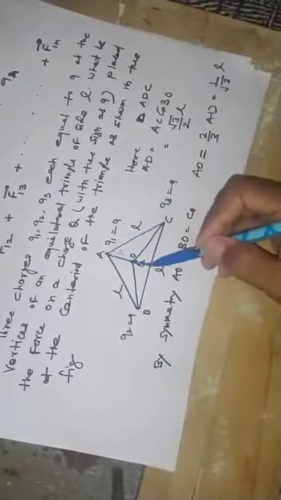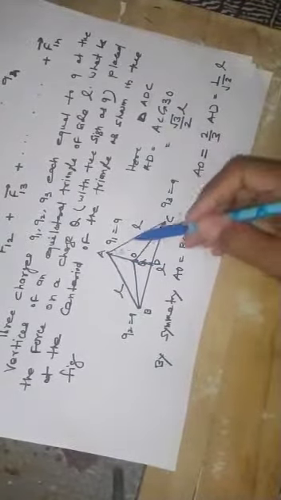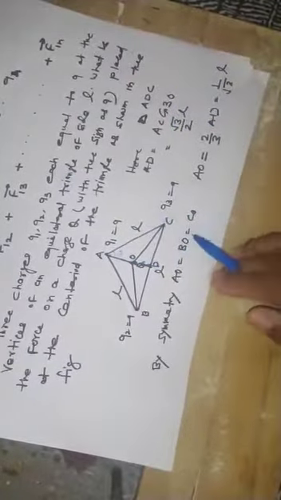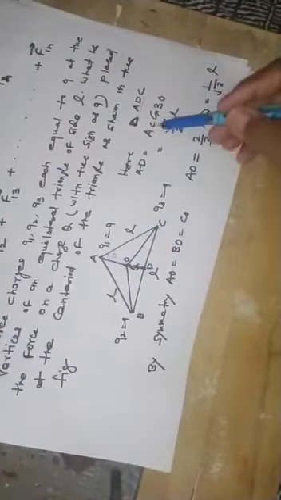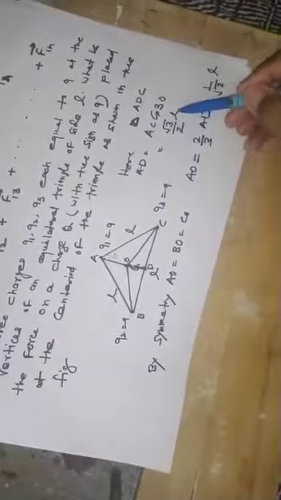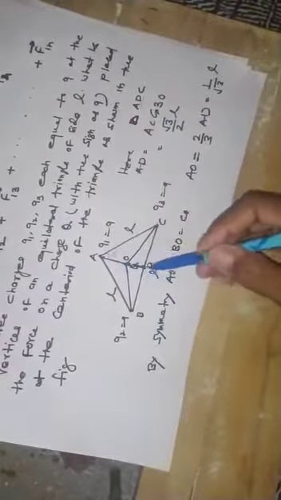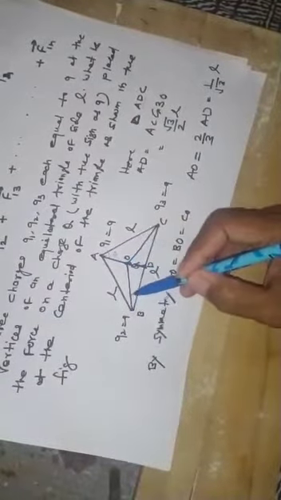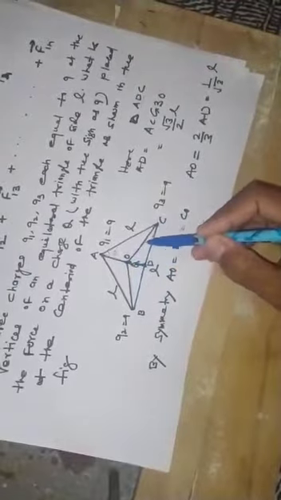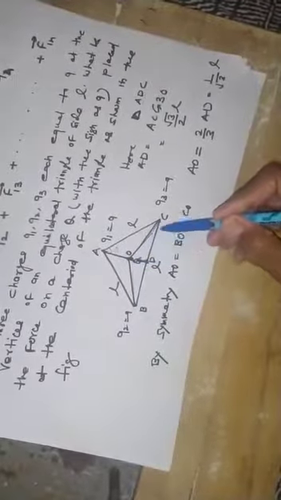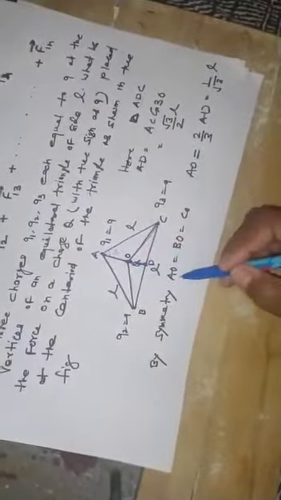So in triangle ADC, AD is equal to AC cos theta. AC is equal to L and cos 30 is root 3 by 2, so AD is root 3 by 2 L. By symmetry, AO equal to BO equal to CO. These distances will be equal by symmetry.